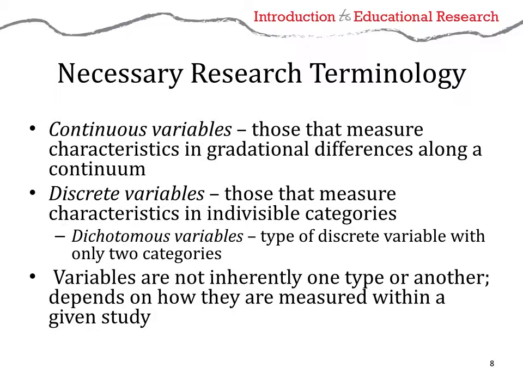Discrete variables, these are things that have different categories. Things like student, teacher, parent. These are discrete variables. They're dichotomous typically, or they can be dichotomous. Also there's variables that just kind of are in between as well.